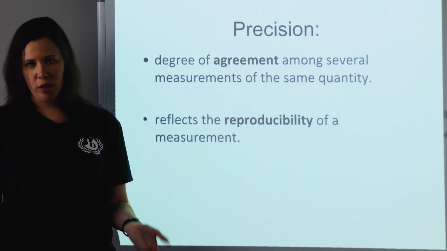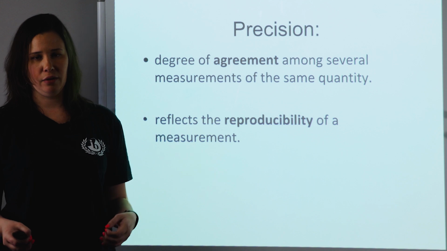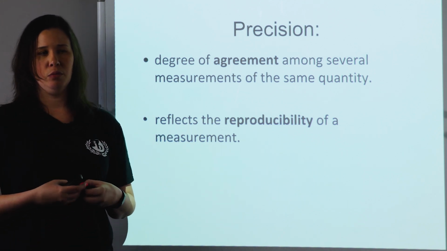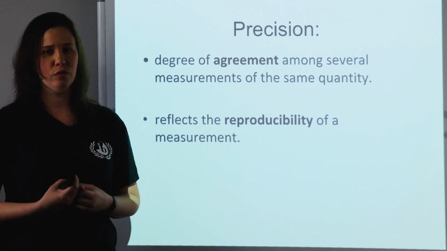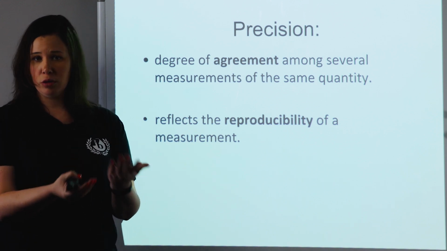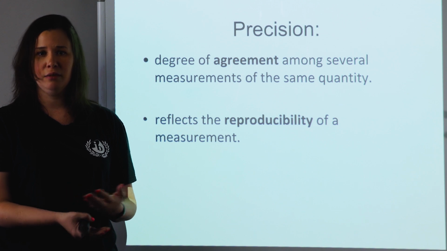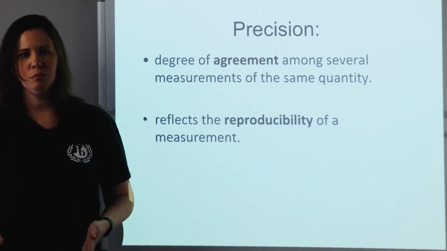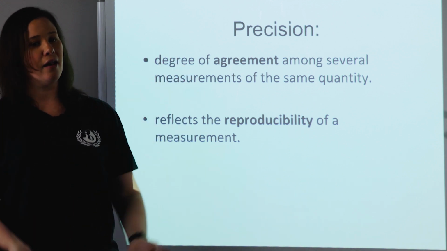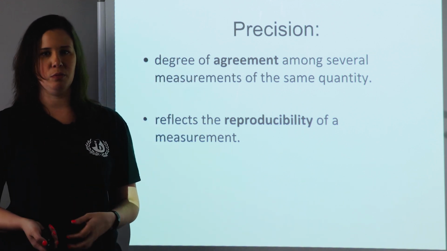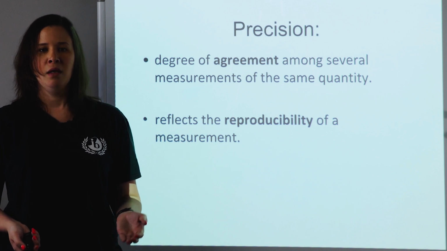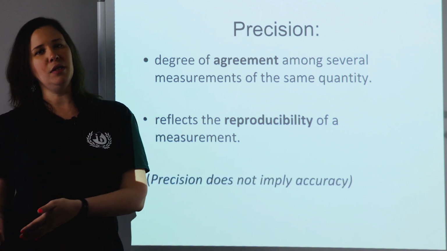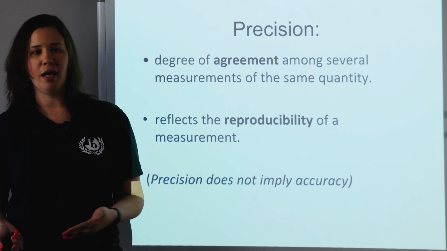For example, 24 and 25 sound close together unless I ask you to compare that precision to numbers 24.5 and 24.6. Well, those numbers are much closer together. And how can I tell that? Because they have more decimal places. So the decimal places do essentially mean more precision because we can then tell how agreeable those numbers are, how close together they are. Just because numbers are precise or close together, though, does not necessarily mean you got the right answer. It does not imply accuracy.